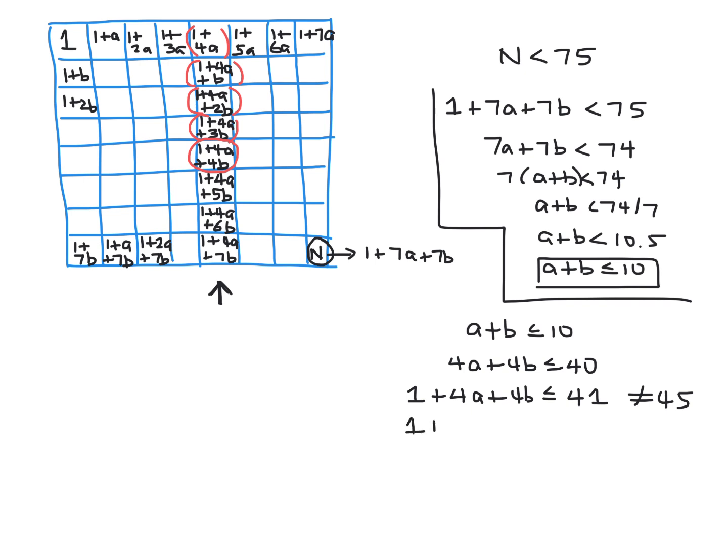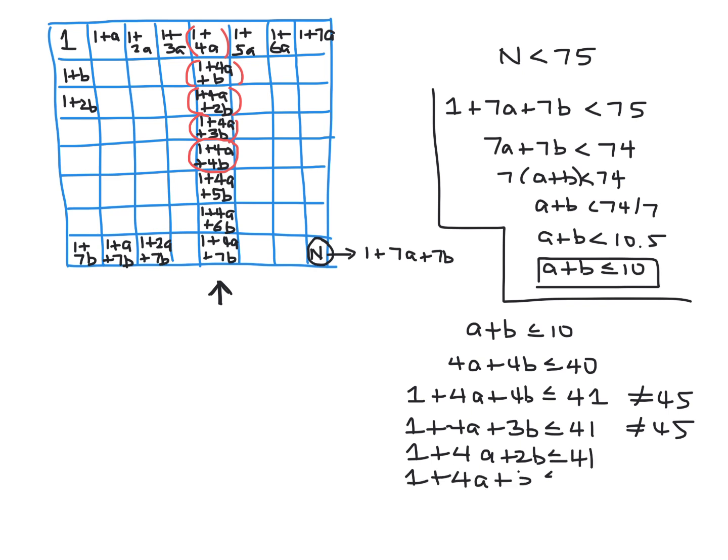So for example, 1 plus 4a plus 3b will also be less than 41 and therefore could not be equal to 45, because when you subtract a b, you're going to get a smaller number because b is a positive integer. And very similarly, 1 plus 4a plus 2b is less than 41. 1 plus 4a plus b is less than 41. And 1 plus 4a is less than 41. So none of these can be 45.